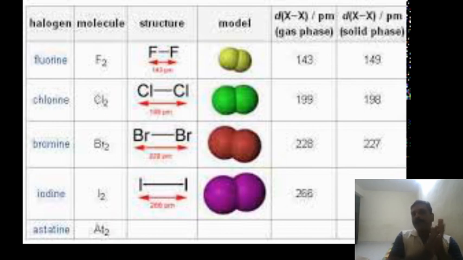And then you will get the energies in a gaseous phase and in a solid phase. So they are listed in this table. So like that we can explain about the halogens.